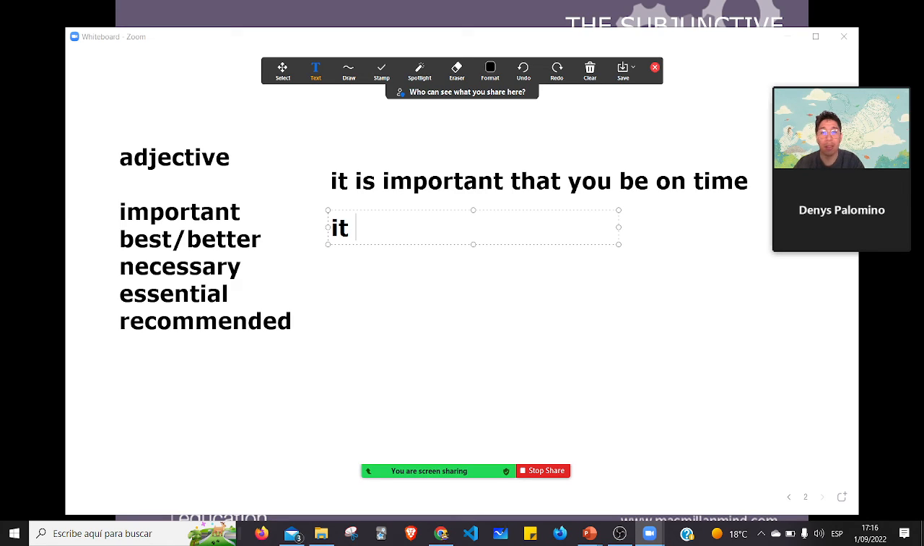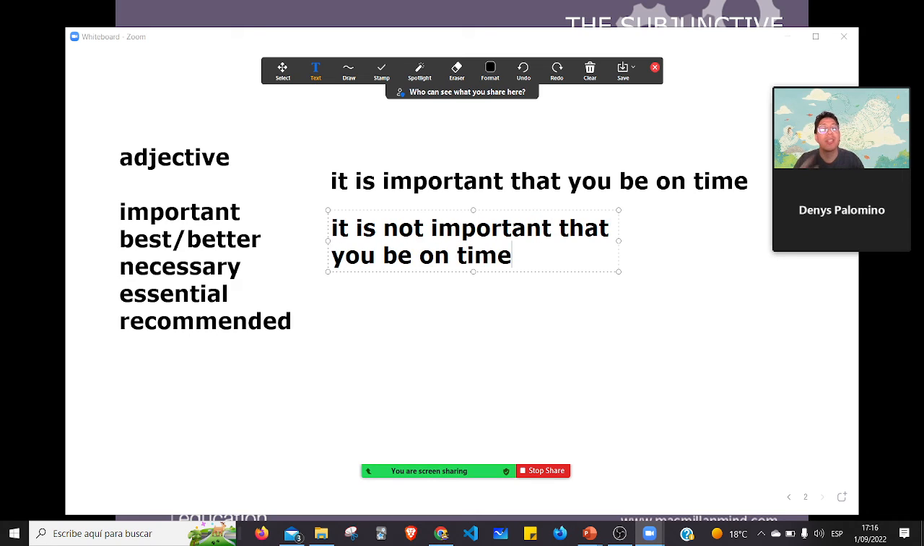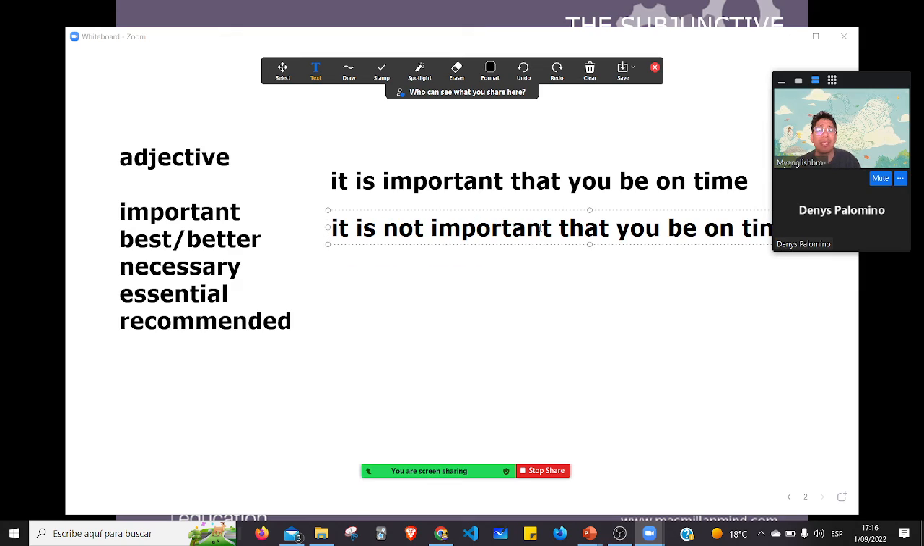It is not important that you be on time. Igualito. Siempre va a ir en su forma base. ¿Por qué? Porque trabajas con estos verbos. Siempre cuando trabajes con estos verbos, ¿ok? Adjetivos, ¿no? Require, demand, propose, ask, important, best, better, necessary, essential, recommended. You are going to always use this structure.